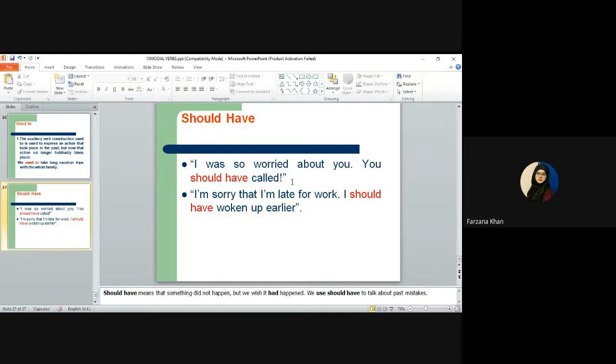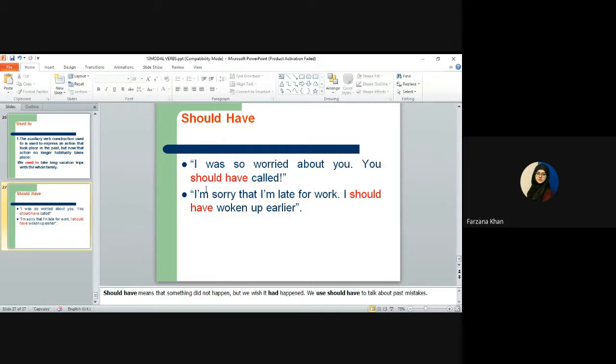I should have focused on my studies. So when time has passed, and you think about your past, and you think about your past mistakes, and you regret those mistakes, and you think that you should have done this, at that time you use "should have".